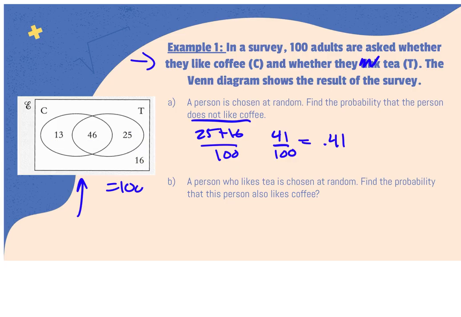Now you have a person who likes tea, so we're limited to those two. Find the probability that this person also likes coffee. The probability is going to be 46, but it's not 46 out of 100, because remember, we're only taking people that like tea. So it's going to be 46 out of 71, since 46 plus 25 is 71. That's my answer right there.